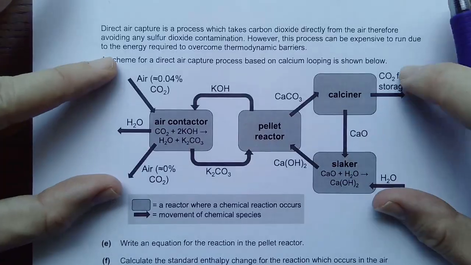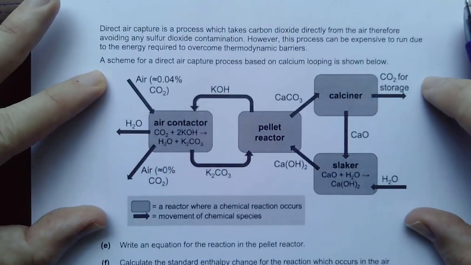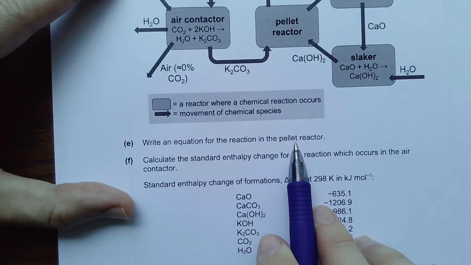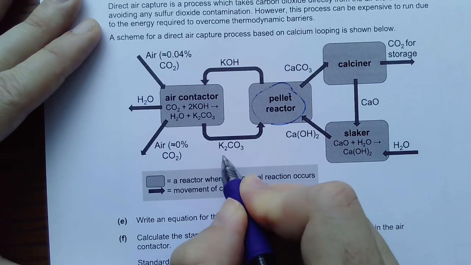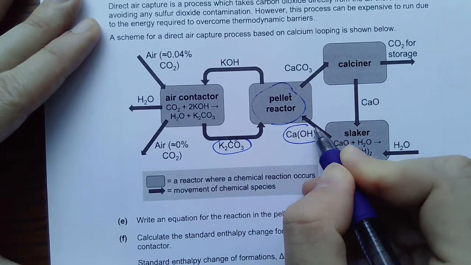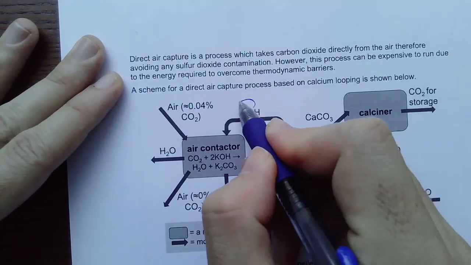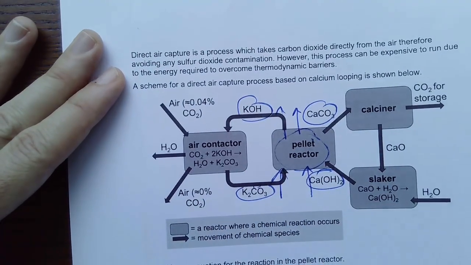Then we have this more complicated direct air capture process, and again, it's not worth trying to understand what's going on. Don't look at this and think, oh, I first need to understand this diagram before I can possibly move on. No. What's the question? Write an equation for the reaction that happens in the pellet reactor. Here is the pellet reactor. What's going in? This goes in. This goes in. This comes out. This comes out. That's the purpose of this diagram.